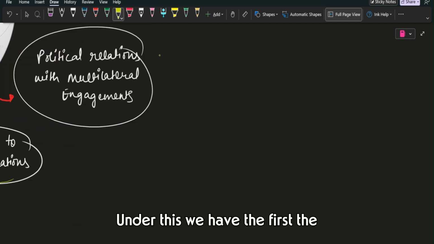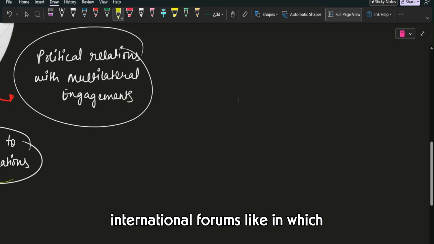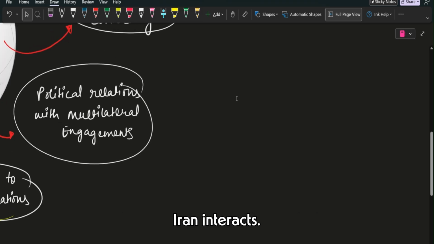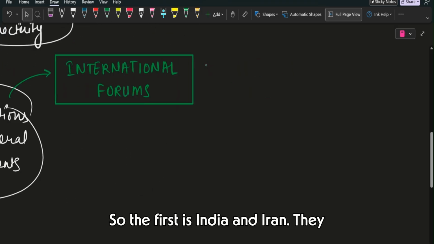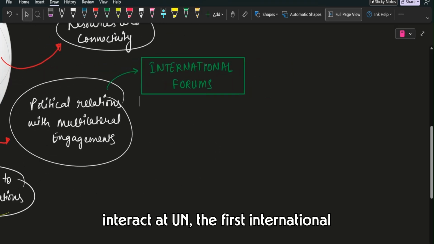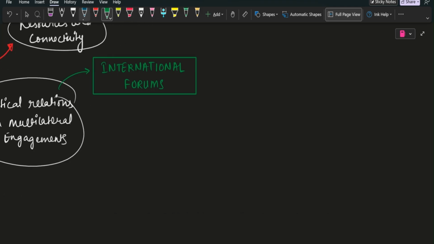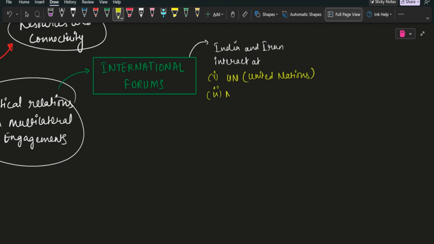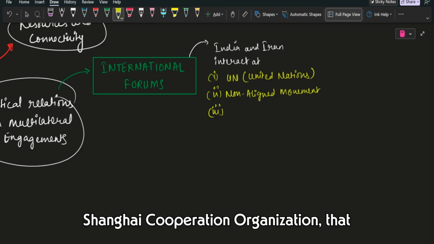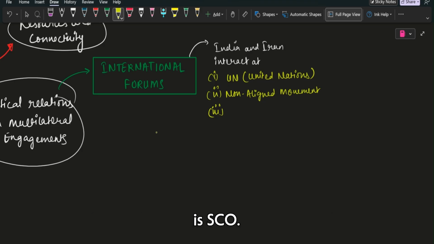Under this, we have first the international forums, in which international organizations India and Iran interact. The first is that India and Iran interact at the UN, the first international organization. The second international organization is the Non-Aligned Movement. And the third international organization is the Shanghai Cooperation Organization, that is SCO.